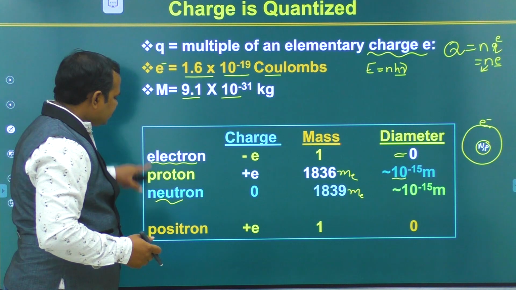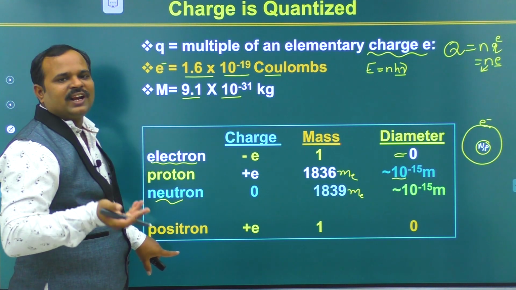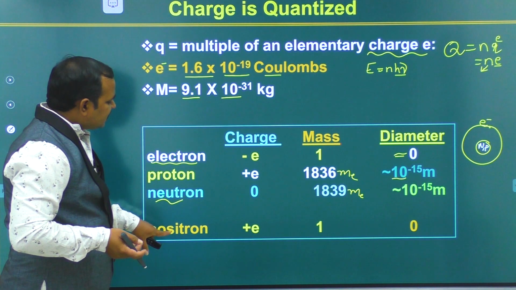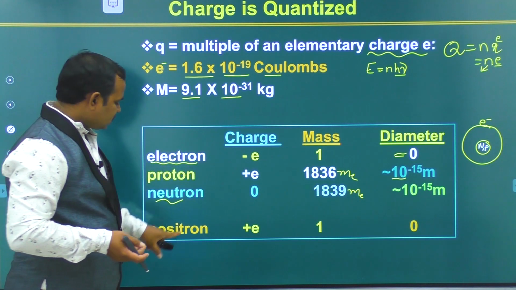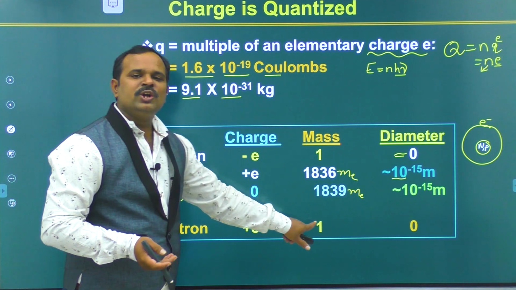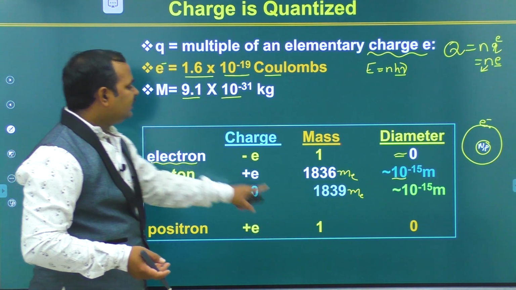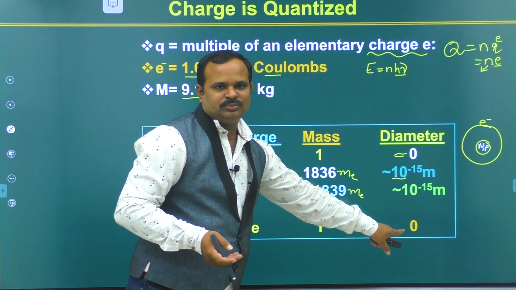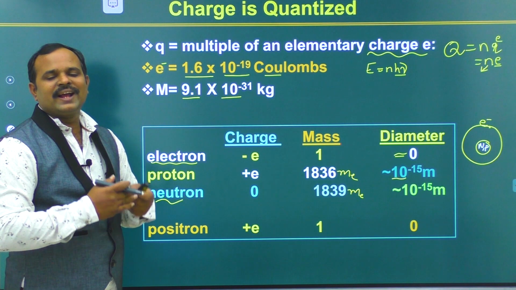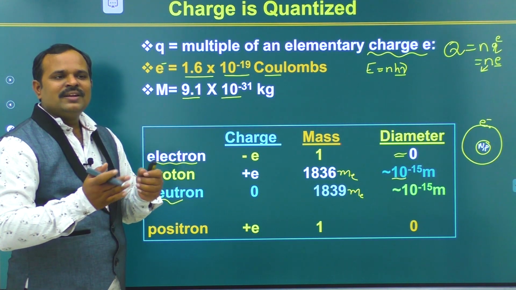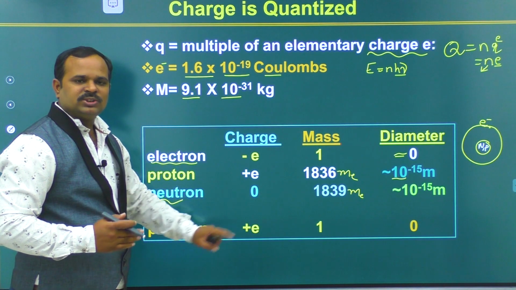And then compared to these three, the positron is very similar to the electron, but it is not the electron. If you see here, the positron has a positive charge of electron, while electron has a negative charge. And also the mass of the positron is 1 unit of electron mass, similar to electron, and the diameter is approximately 0. So that means electron and positron are both anti-particles. Both have the same characteristics but have anti-nature. That means the charge of electron is negative, the charge of positron is positive.